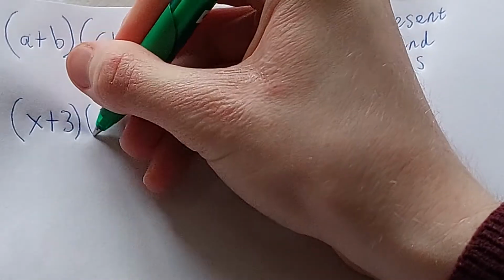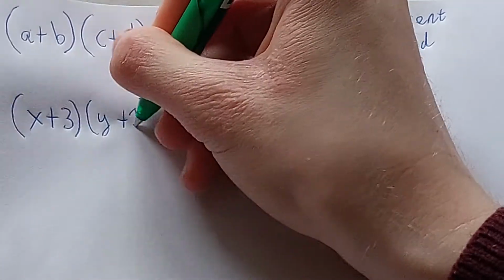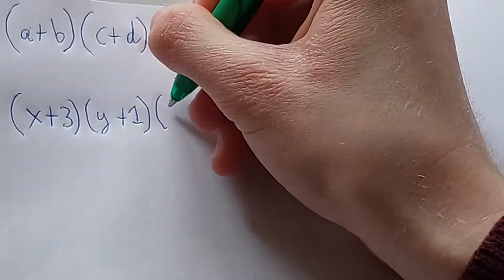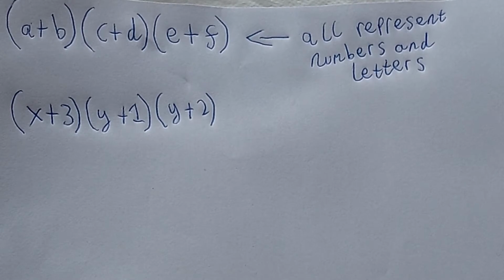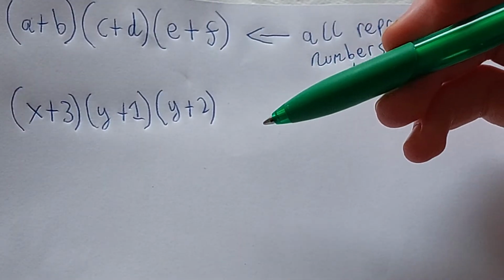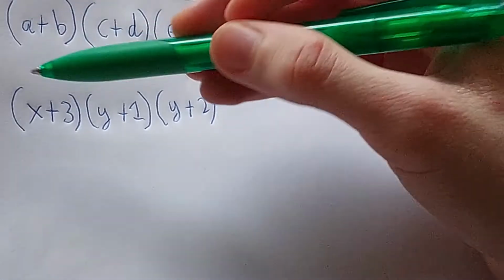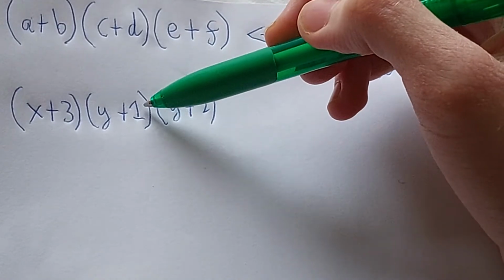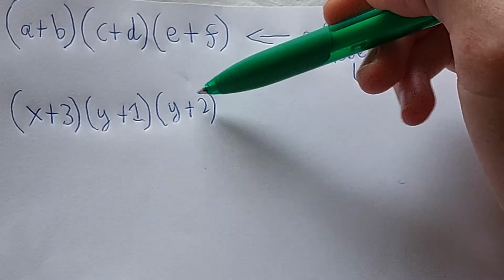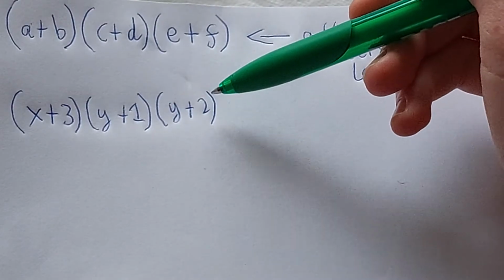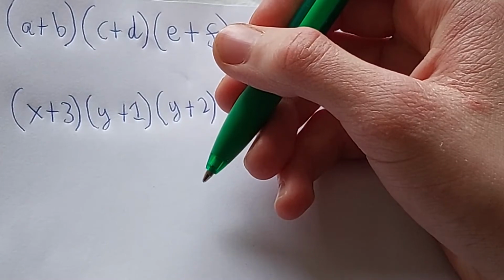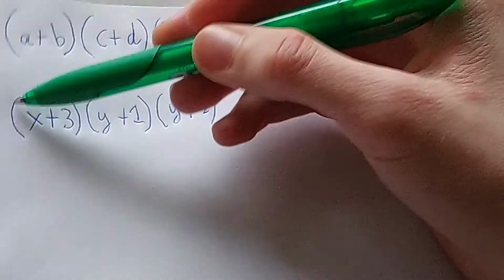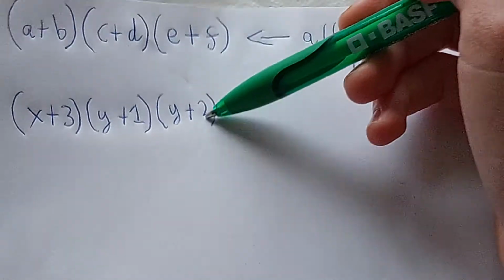(x + 3)(y + 1)(y + 2). In order to solve this, we need to expand and simplify them, and I'll show you what I mean right now. If you see a triple bracket, you can either expand the first two brackets or expand the last two brackets. It doesn't matter which way you do them because you'll still end up getting the final answer. But what I normally do is expand the first two and then expand it by the third.